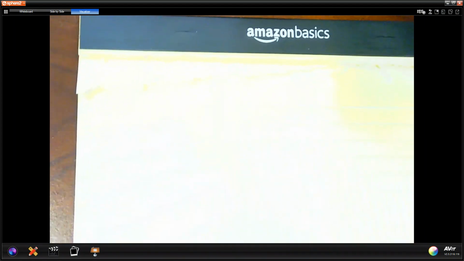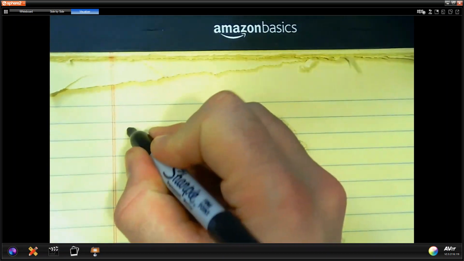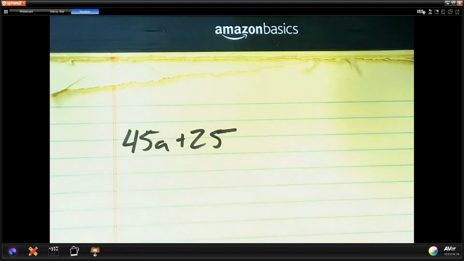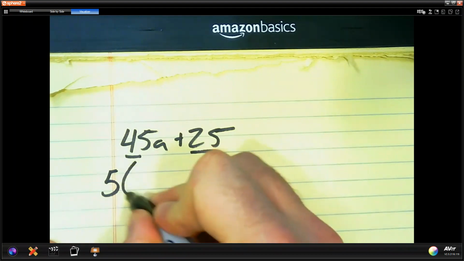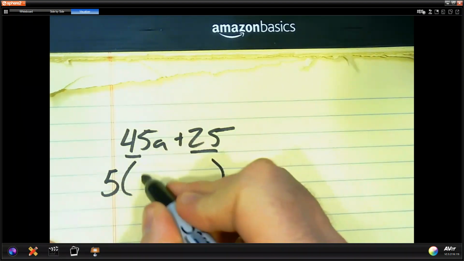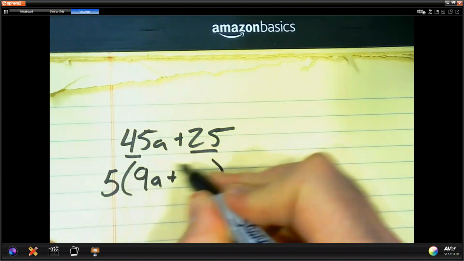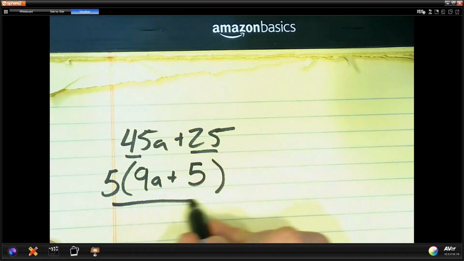We are going to have 45a plus 25. As you can see, we have two numbers that both end in 5. So I'm going to pull 5 out front, and I'm going to divide each of these terms by 5. So 45 divided by 5, I get 9, and that's my a term. And I divide 25 by 5, and I get 5. And as I can see, 9 and 5 have no common factors.